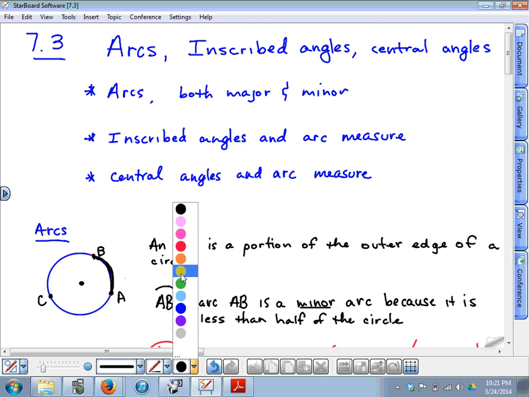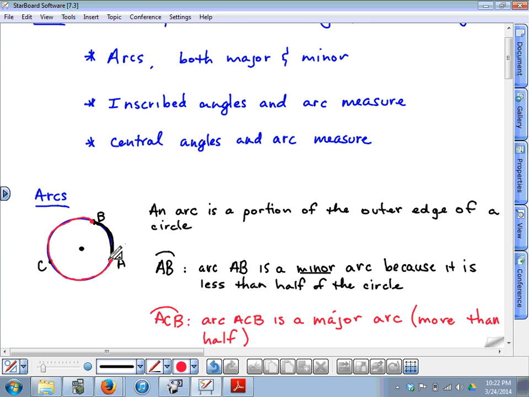Let me do a different color here. If I start at point A and want to go the other way around to point B, then notice how I pass through point C as well. It's important that you make note of that when you're talking about the name of this arc. You have to name the points that you pass through. So the name of this arc is actually arc ACB. It started at point A, went through C, and ended up at point B. And arc ACB is a major arc because it's more than half of the circle.